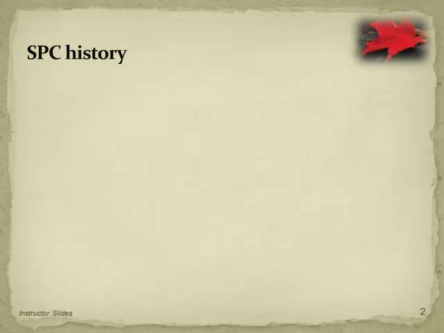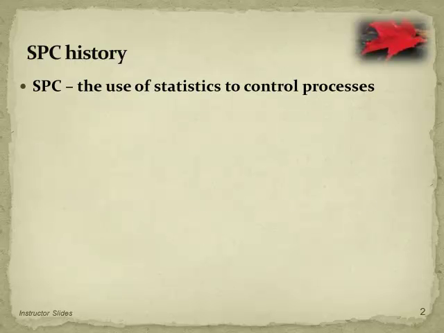So looking at statistical process control from a historical point of view, statistical process control is all about the use of statistics to control processes. Now, statistics for a lot of students is a difficult subject. I want to put your mind at ease here. We're not going to be going very deep into statistics. And the part that we're going to be doing is fairly straightforward and simple.